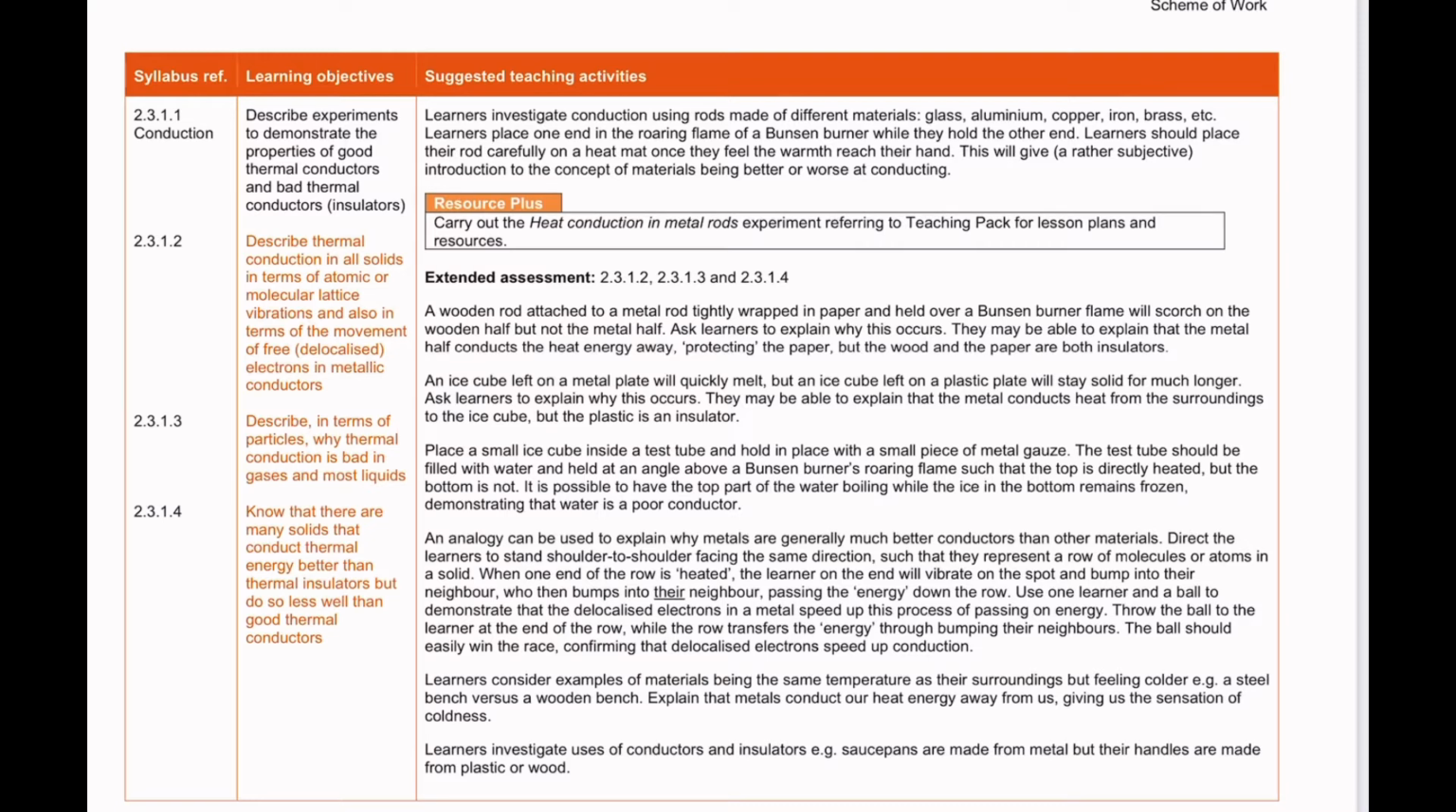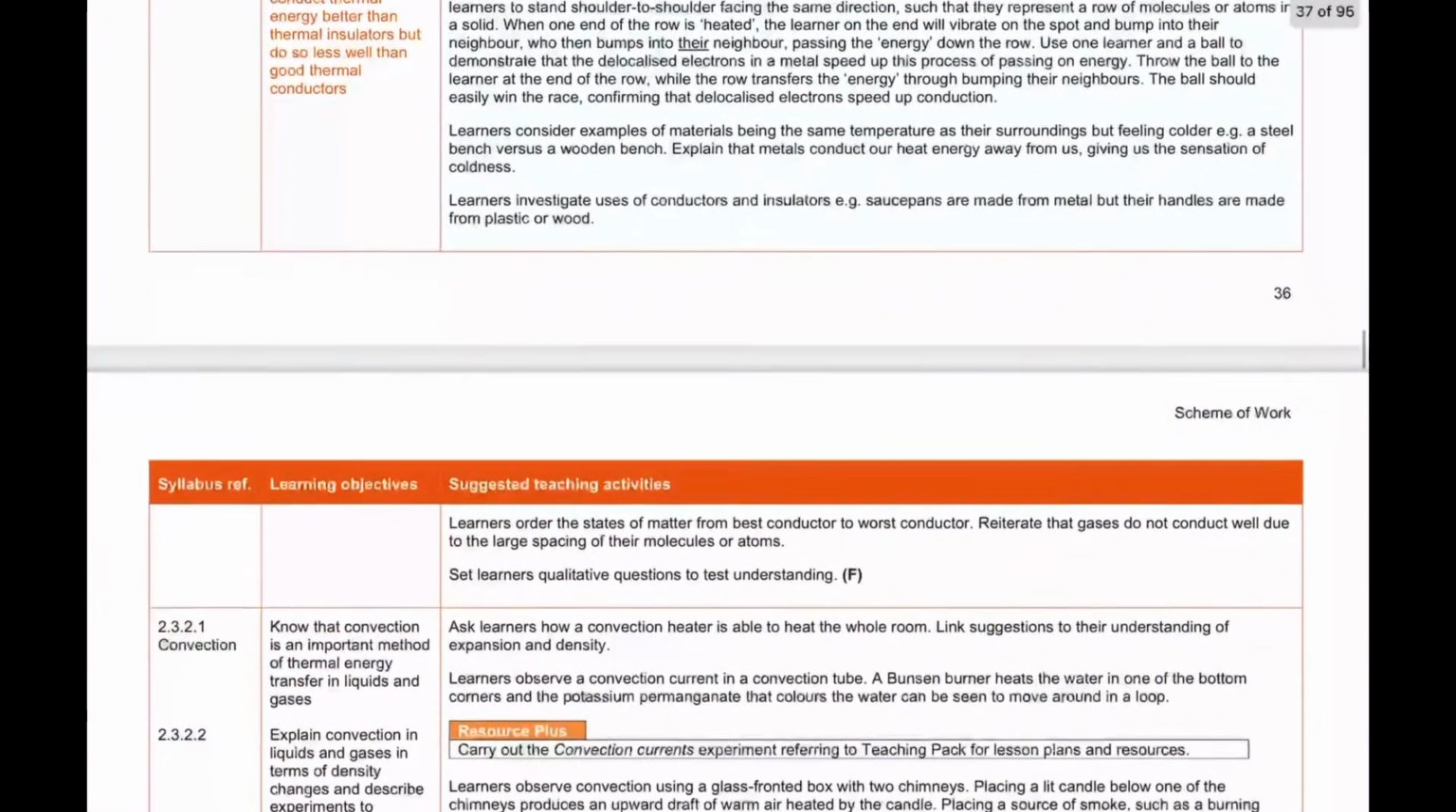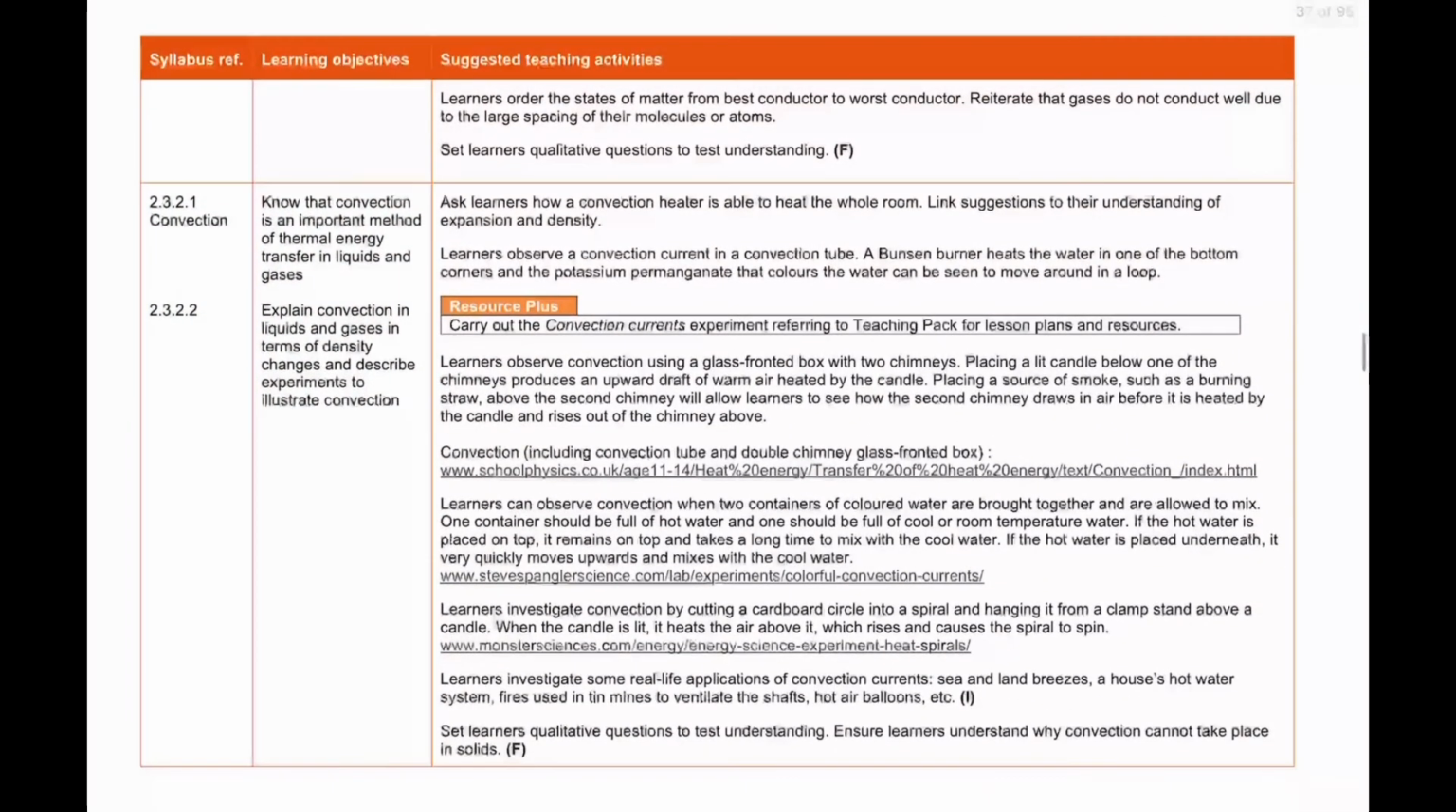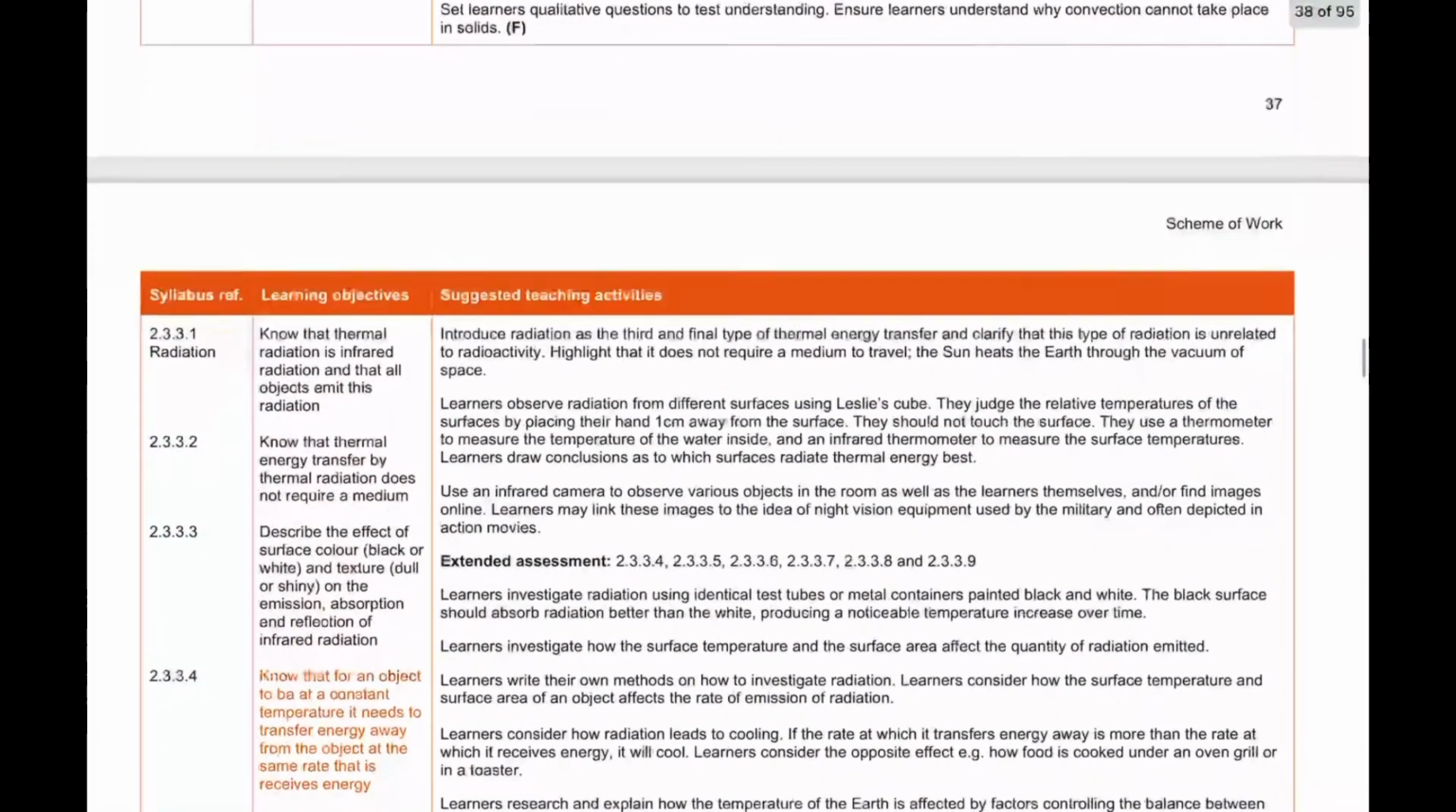Describe in terms of particles why thermal conduction is bad in gases and most liquids. Note that there are many solids that conduct thermal energy better than thermal insulators and do so less than good thermal conductors. Key concept 2.3.2.1: Convection. Learning objectives. Know that convection is an important method of thermal energy transfer in liquids and gases. Explain convection in liquids and gases in terms of density changes and describe experiments to illustrate convection.